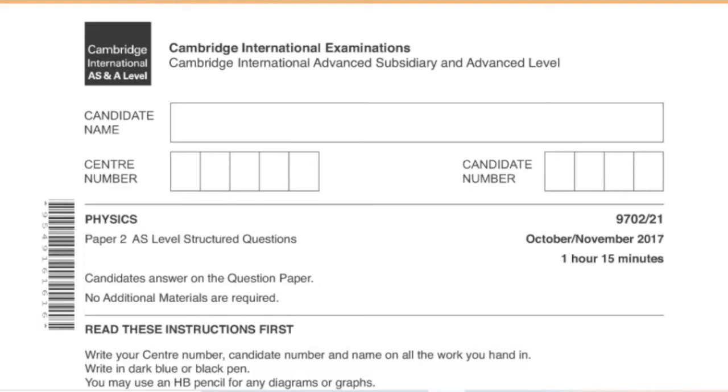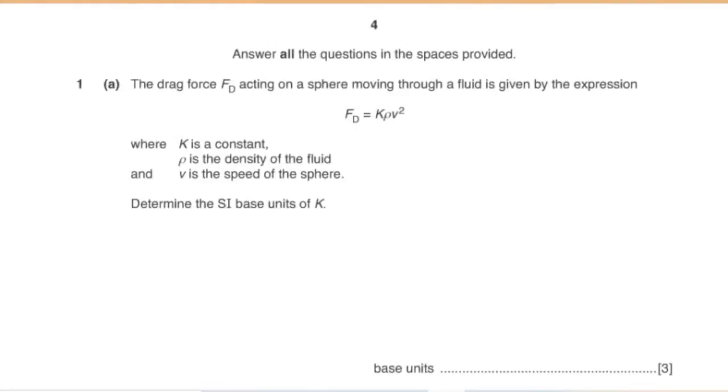Today I'll be solving Physics Paper 2 AS Level Structured Questions 9702 Paper 2 Variant 1 October-November 2017. Question number 1, Part A.